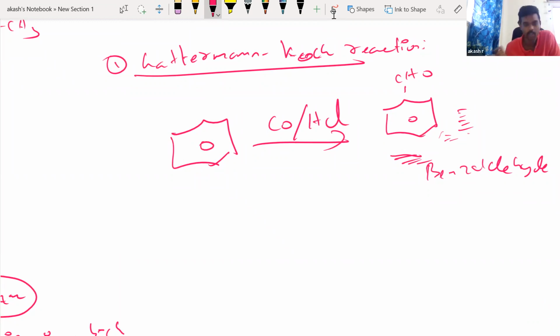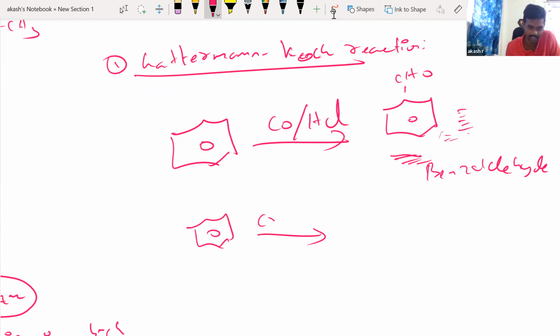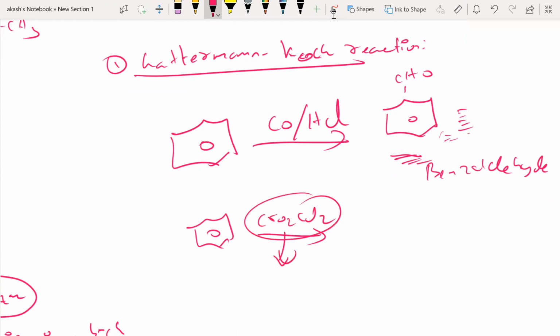Go on, guys. Check your notes. Check your textbooks. Benzene with methyl will react with CrO2Cl2. What is it called as? CrO2Cl2 is what is called as? Chromyl chloride. Very good. Chromyl chloride.